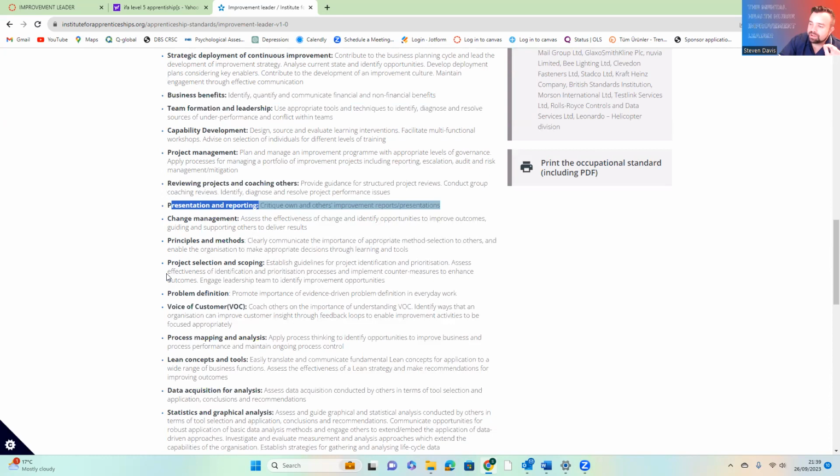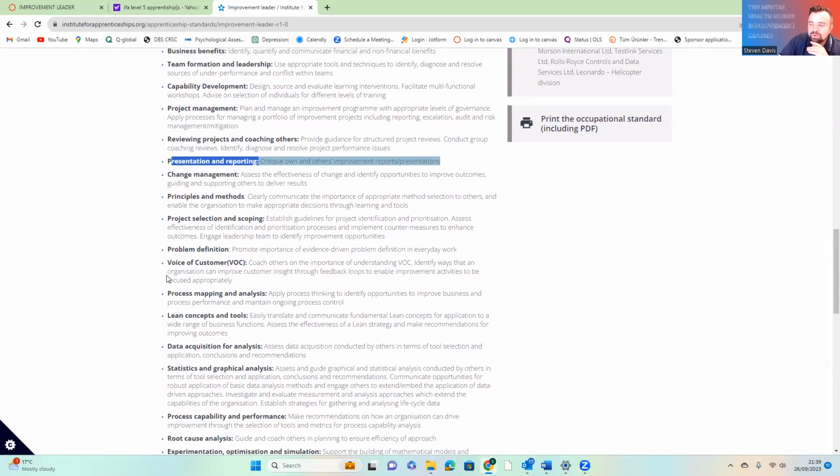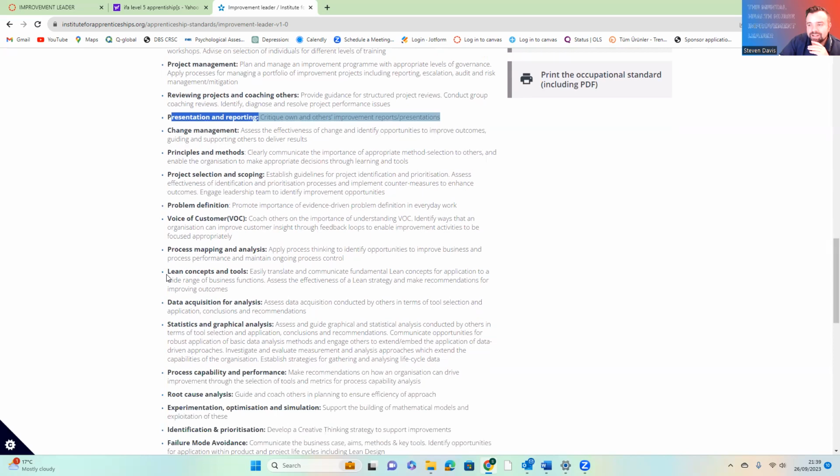Looking then at the problems, looking at evidence-driven problems in your everyday work, looking at the voice of the customer. How do you get the voice of the customer? How's that being heard? How is feedback then fed up and fed down? You'll look at processes of mapping and analysing. You'll look at lean concepts and tools, so looking at how you can streamline functions to be more effective and more sustainable. And definitely at this point, we'll be looking at AI technology and the whole wealth of technology that's coming out for quality improvement there.